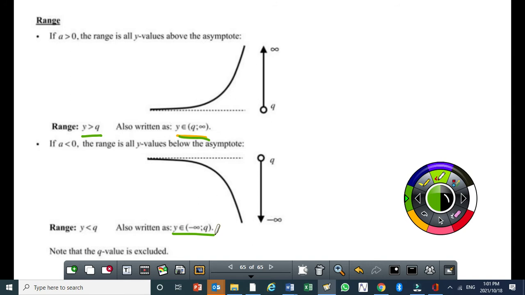So always, when you're writing the range of an exponential function, the Q value is excluded. You don't include it as part of the range.